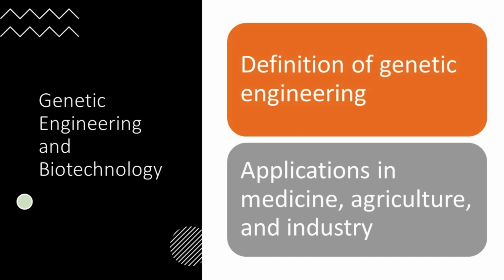Applications in agriculture. Genetically modified organisms, GMOs, are crops or animals whose genetic material has been altered to enhance desirable traits. GMOs have been engineered to resist pests, tolerate harsh environmental conditions, and improve nutritional content. These modifications contribute to higher crop yields, reduced pesticide usage, and enhanced food security, addressing global challenges in agriculture.